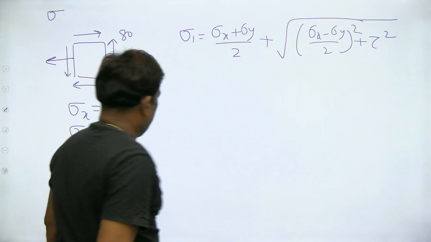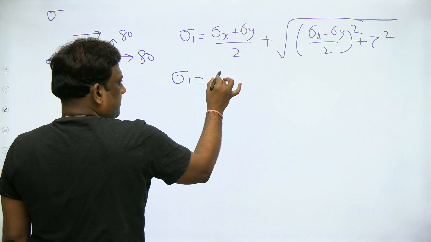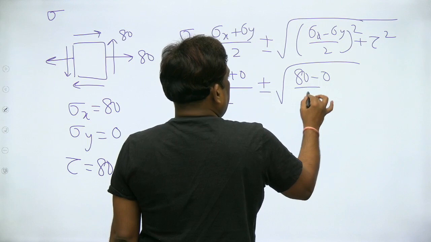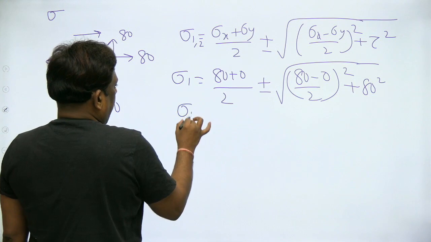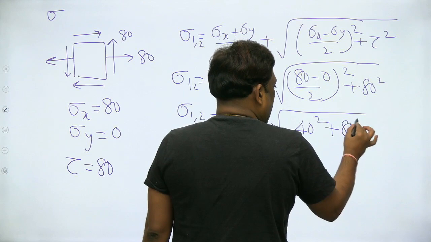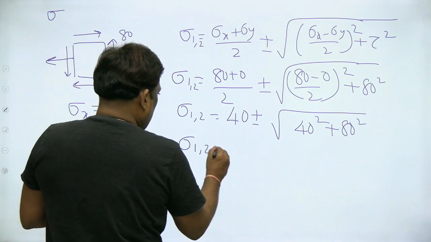Sigma x is 80 plus 0, 80 plus 0 is 80, by 2, plus or minus under root of ((80 minus 0) by 2) whole square plus tau, which is also 80 square. So sigma 1, 2 is 80 by 2, which is 40, plus or minus under root of 40 square plus 80 square. That is 1600 plus 6400, under root, so 89.44. So sigma 1, 2 is 40 plus or minus 89.44.